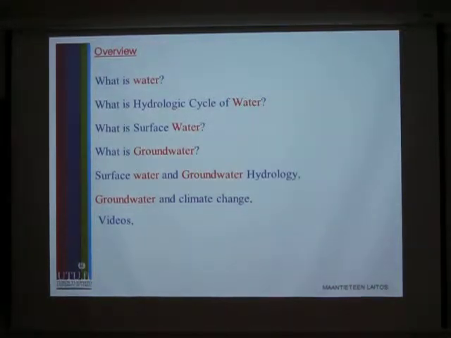Actually, I will start from very simple information, and most of you, all of you know all of this information. And step by step, I will go to the next information. First, I will talk about what is water, and secondly, what is the hydrologic cycle of water, and thirdly, what is surface water. When we get the idea about what surface water means, we will move to the meaning of groundwater, and then to the surface water and groundwater hydrology, what is the relationship between them, and finally the groundwater and climate change.